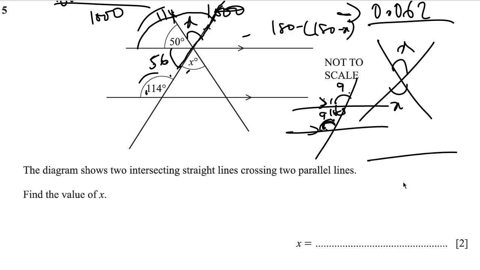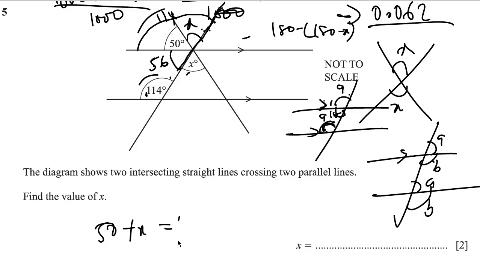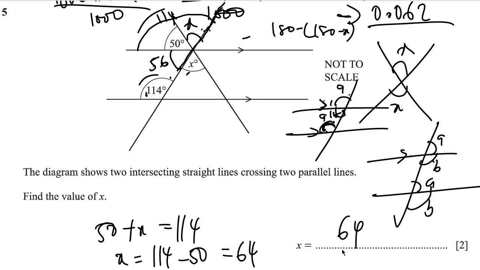Now let me draw another one. Look carefully. If here is A, here is going to be A. If here is B, here is going to be B. So the outer corresponds to the inner. Inner corresponds to the outer. So if here is 114, so we have that 50 plus x is equal to 114. So x is going to be equal to 114 negative 50, which is equivalent to 64. So x is equal to 64 degrees, because 50 plus x, the angle here 114 is going to be equal to the angle here, and then that's it, right?